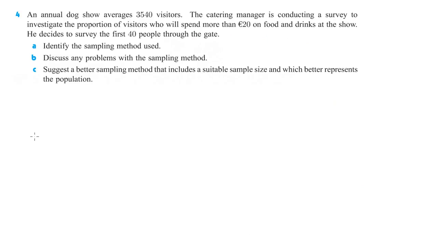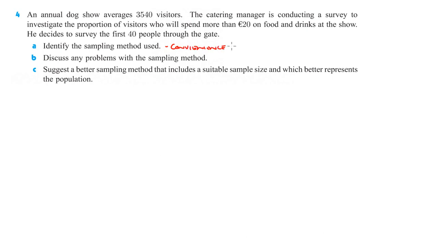All right, moving on to the next one. 4. An annual dog show averages 3,540 visitors. The catering manager is conducting a survey to investigate the proportion of visitors who will spend more than 20 pounds on food and drinks at the show. I think that's what that is. Is that pounds? I don't know. He decides to survey the first 40 people through the gate. Identify the sampling method that is used. Okay, so the sampling method used is he's taking the first 40 through. That is what we call convenience.